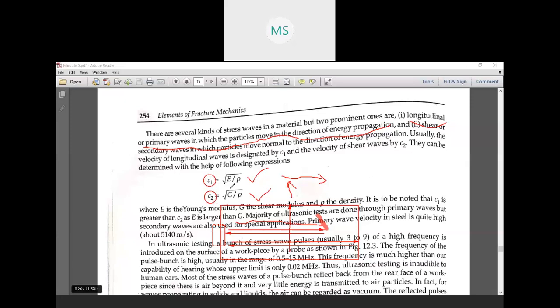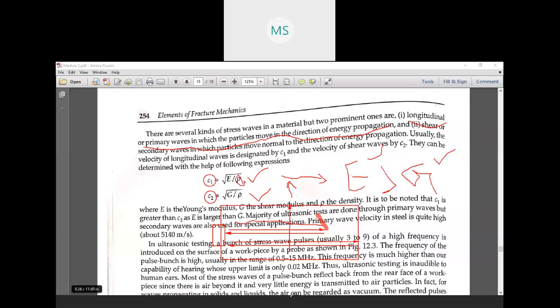The formula for the primary wave normally is root over E by rho, and for the secondary one it is root over G by rho. Normally we know the value of E is always greater than G. But what is E and G, by the way? E is nothing but your Young's modulus, and G is known as the shear modulus, if you remember. And of course, rho is the density.